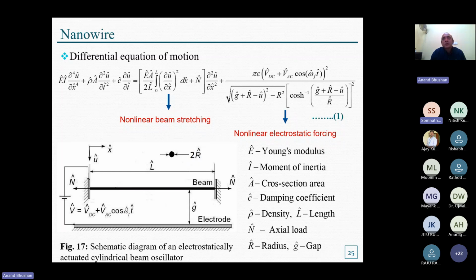Good. Due to the end boundary conditions, because these are fixed in nature, this particular nonlinearity comes into the picture. Yes, it is very informative.